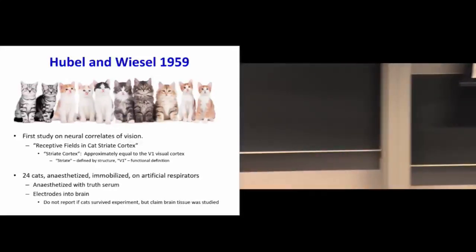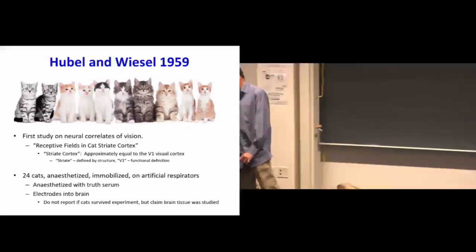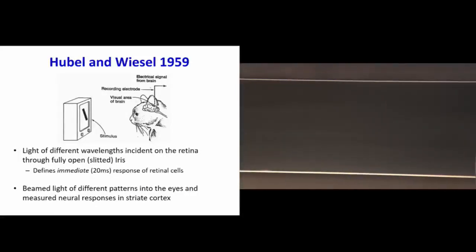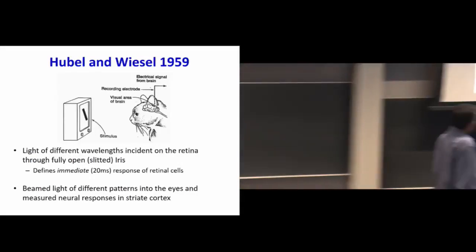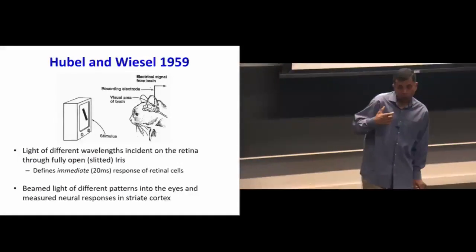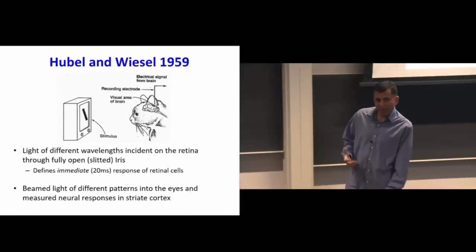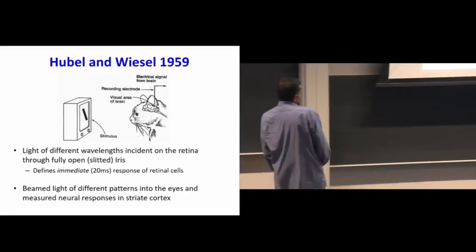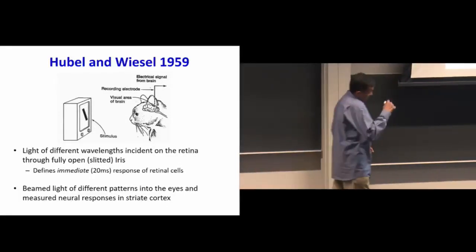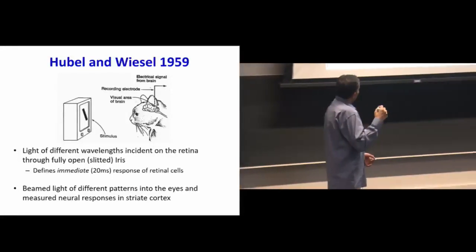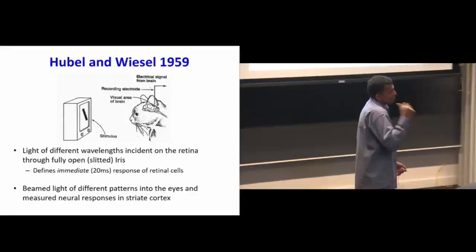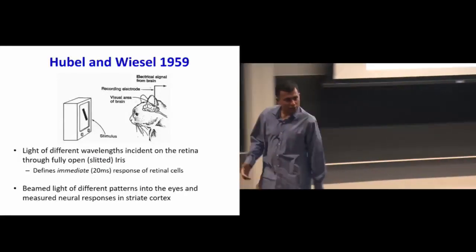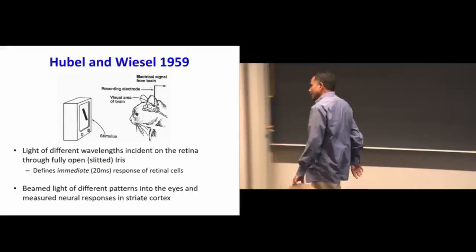So anyway, they studied the V1 neurons that actually capture the input from the eye. Here's what they did. They take these poor cats, tape them down, and tape their eyes open. Mind you, these are anesthetized cats. They beam lights of different wavelengths on their retina through their fully open slitted iris. What they were actually measuring was the immediate retinal response, 20 milliseconds. They'd beam lights of different patterns through the eyes and try to see exactly how the cat responded.